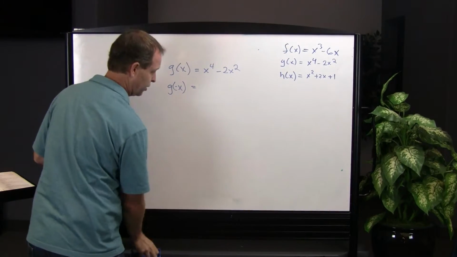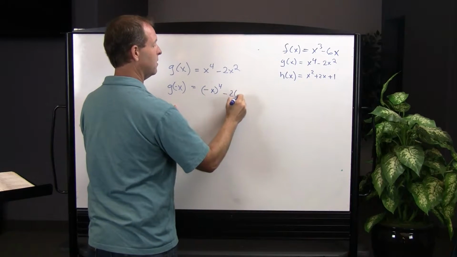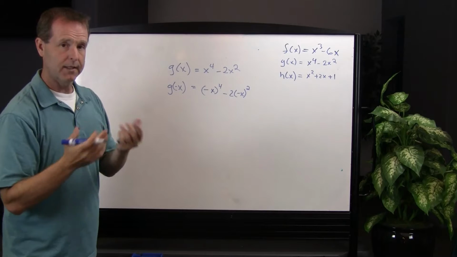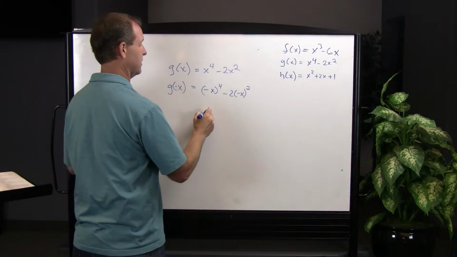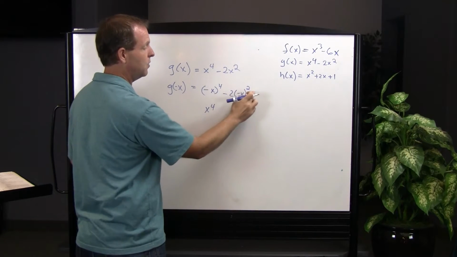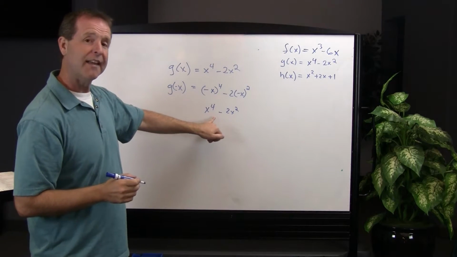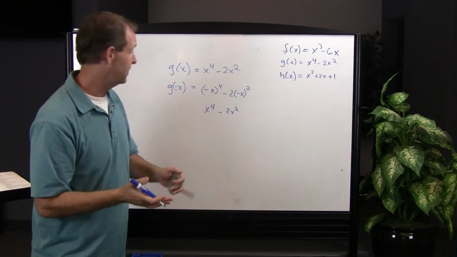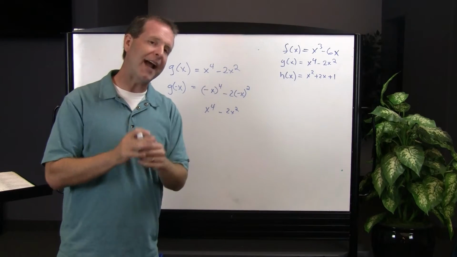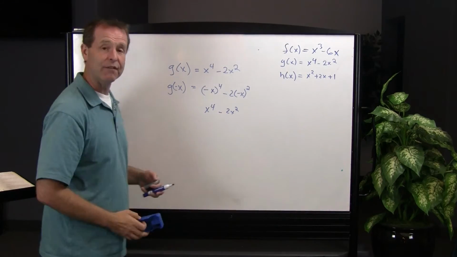So let's go ahead and evaluate that function at negative x. I have negative x to the fourth minus 2 times negative x squared. Let's evaluate that out. Negative x to the fourth produces x to the fourth. Negative x squared produces an x squared. Negative 2 times x squared gives me a negative 2x squared. You'll see that I get the exact same function when I evaluate at negative x as I do when I evaluate at positive x. When that's the case, we know that we have an even function.